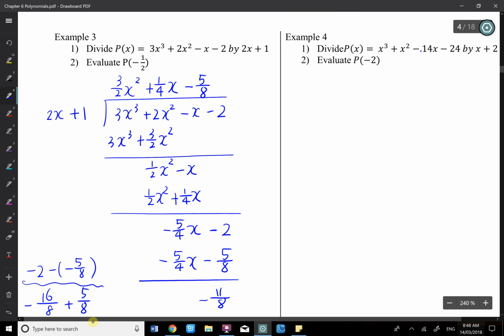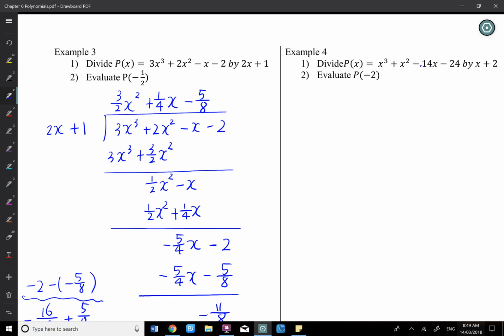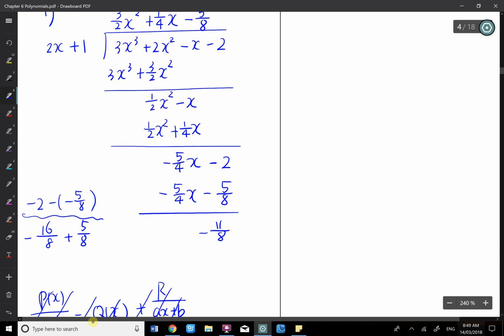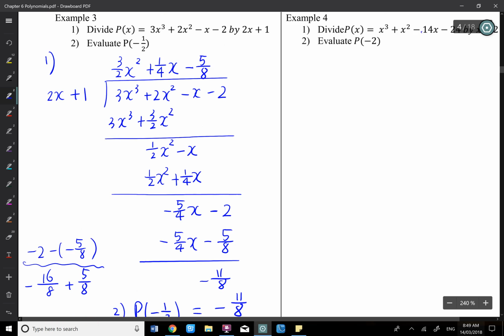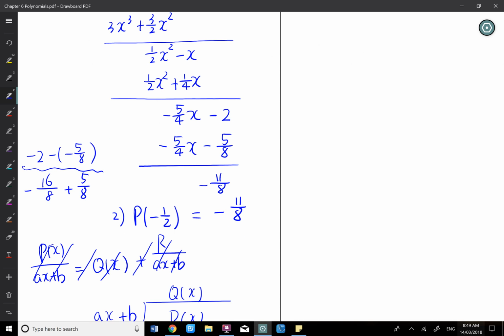And then it asks you to evaluate p of negative a half. What do you think the answer will be? P of negative a half will be what? Negative 11 over 8. That's the remainder theorem, because negative a half will make what you're trying to divide become 0, and then by the remainder theorem, that will give you the remainder. Well, you should evaluate that, but there's no space for me. I'm just going to give you the result directly. You should have negative 11 over 8, even though you substitute that.